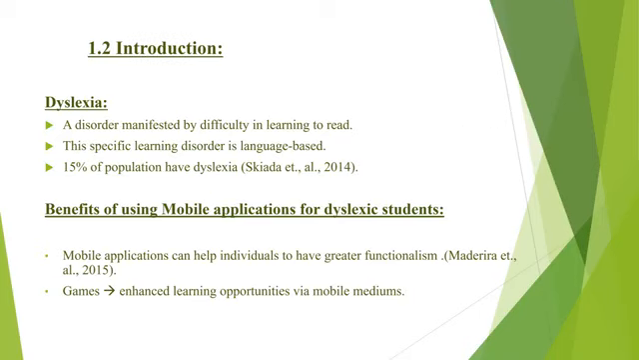Now, let's explain the meaning of dyslexia. It is described as a disorder manifested by difficulty in learning to read. This specific learning disorder is language-based. It is noted that approximately up to 15% of the world's population may have dyslexia.